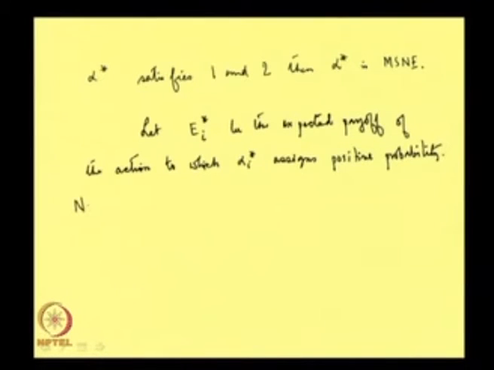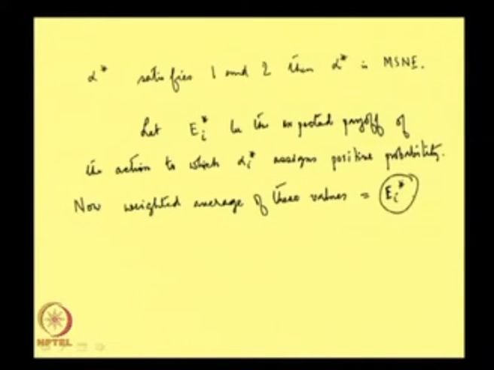Now, the weighted average of these values is always going to be equal to alpha I star, right. So, the expected payoff in the Nash equilibrium is going to be this value, and this is the payoff that player I gets in the Nash equilibrium.